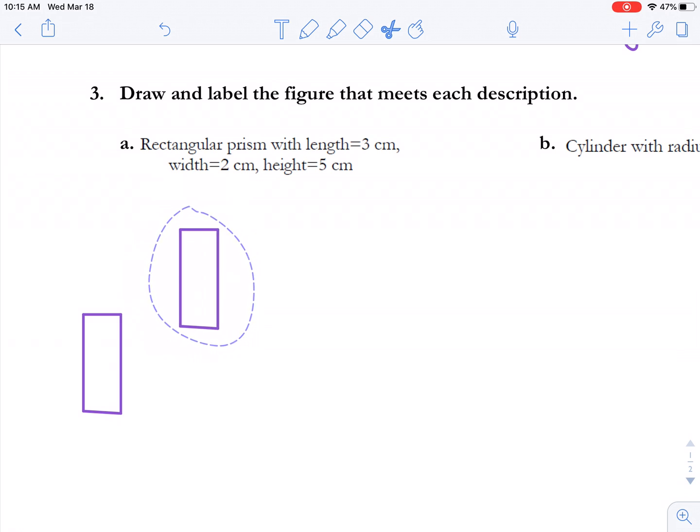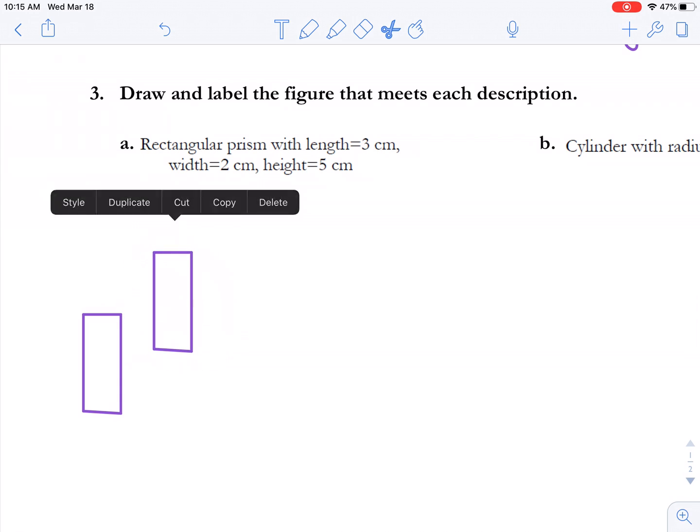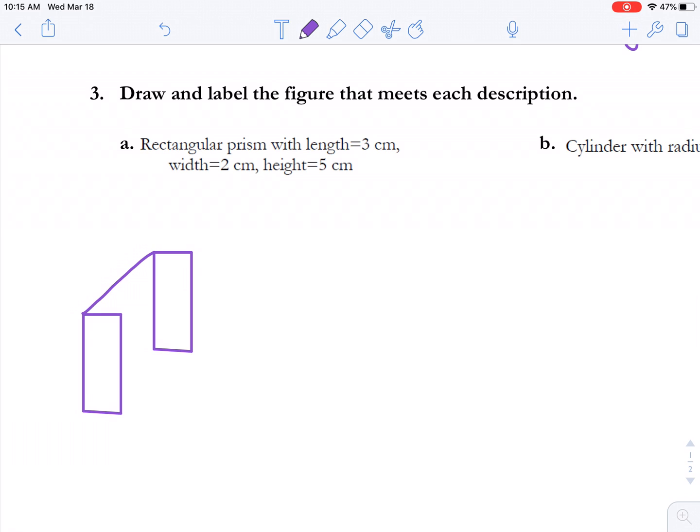Again, it's kind of nice. With the iPad, we can move it around if we want the prism to be longer, shorter, you know, we can mess around with that. But basically you just want to draw 2 congruent rectangles. And then we want to connect those rectangles. So I'm going to connect each corresponding vertice.